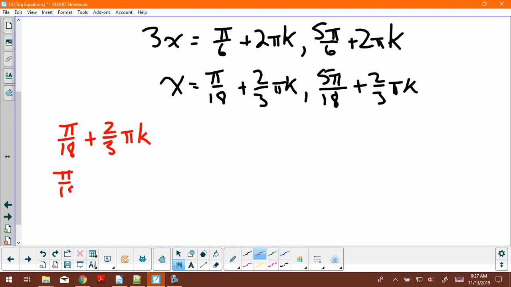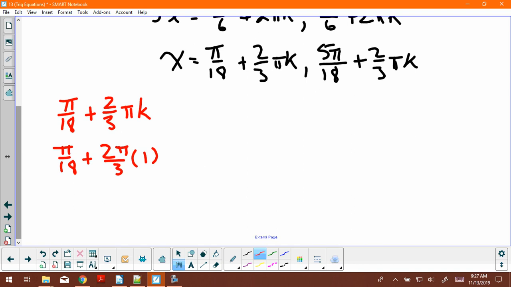So pi over 18 plus, I'm going to just rewrite this as 2 pi over 3 times 1. So really I need to figure out what's pi over 18 plus 2 pi over 3. So I'll get my common denominator. That would be 18, so I'll multiply that by 6. So that would be 13 pi over 18. Is that still less than pi? Yes. The fraction 13 over 18 is less than 1, so we're good.